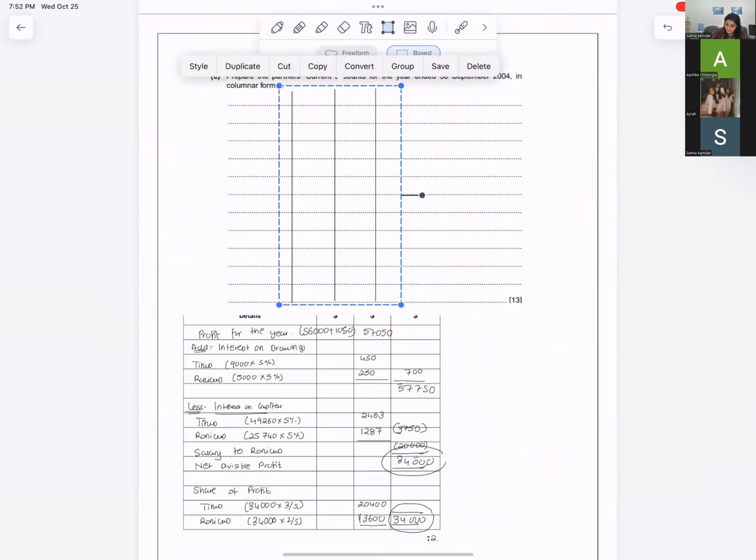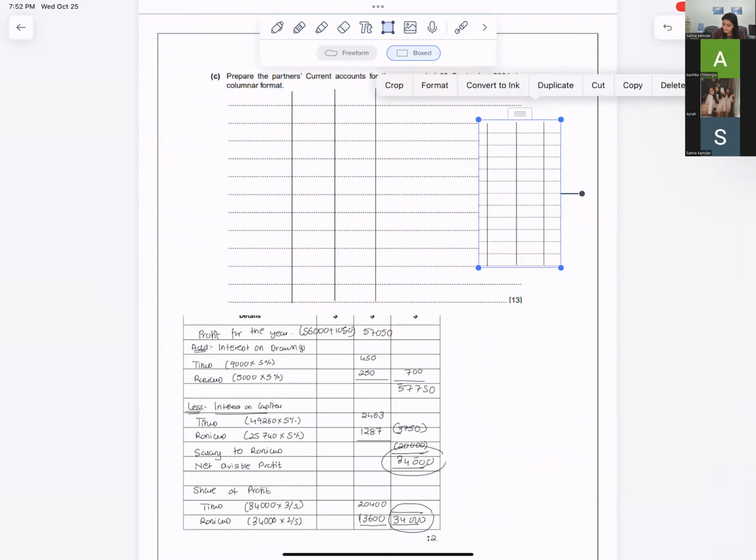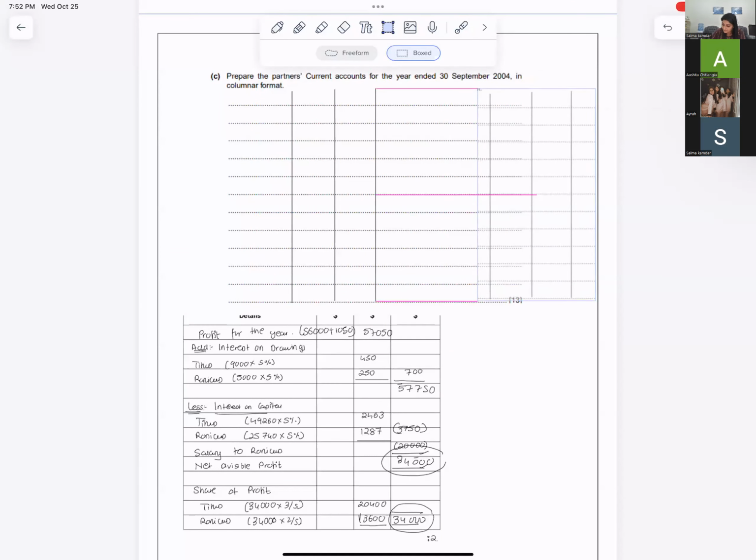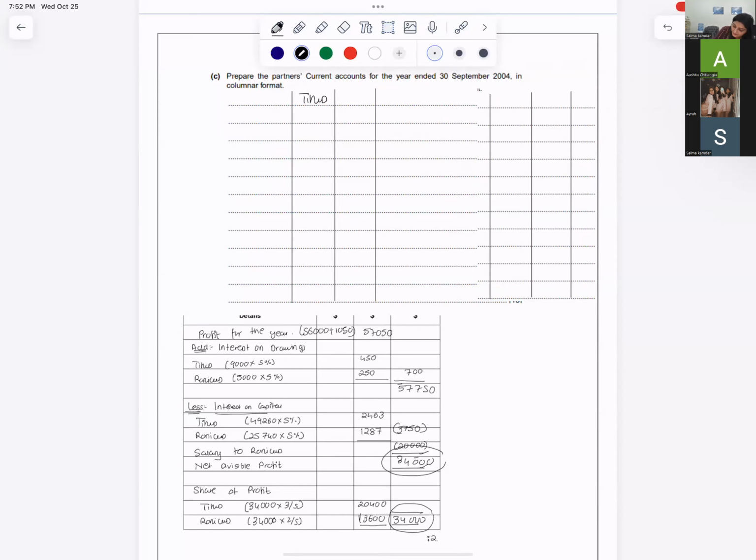Wait, can you go up, please? Yeah, one. You don't have the sum? No, I'm seeing your thing. How will I open on mine? This is Titus and Ronicus. This is Titus and Ronicus.